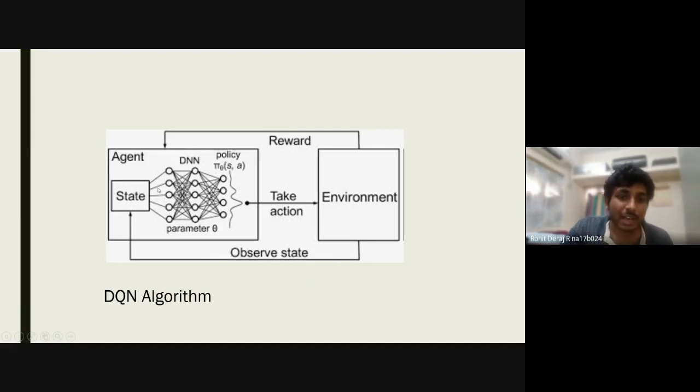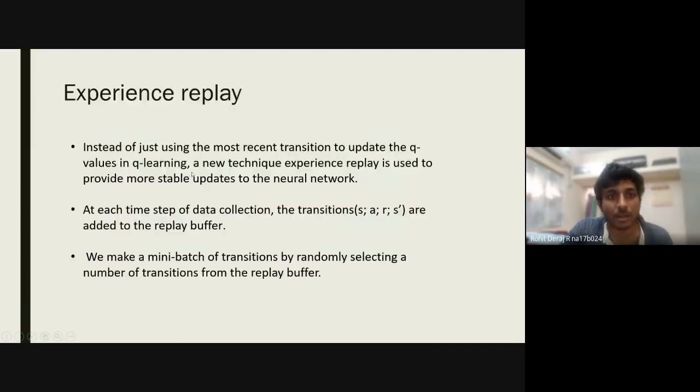The agent takes an action based on the Q values outputted by the neural network, and for that you go to a different state and you get a reward, and based on the rewards the neural network is tuned. I'll explain how the neural network update process happens, but before that, there is one more thing in DQN which is not present in Q-learning, that is experience replay.